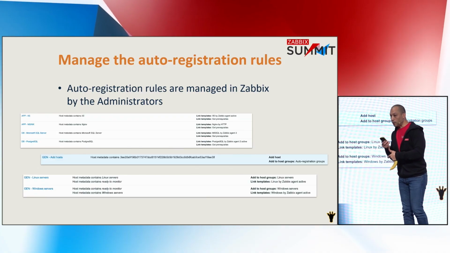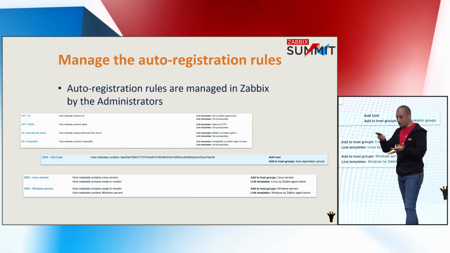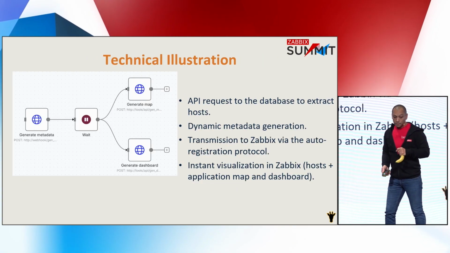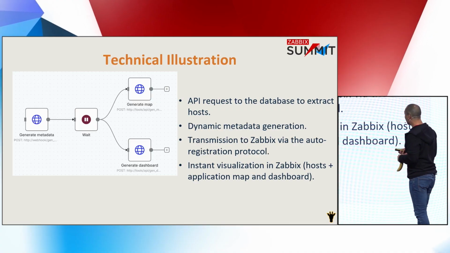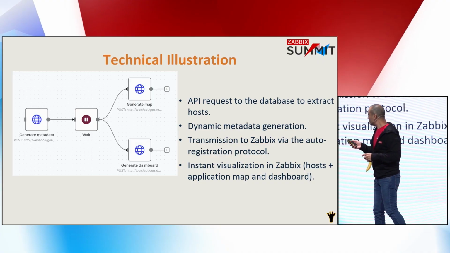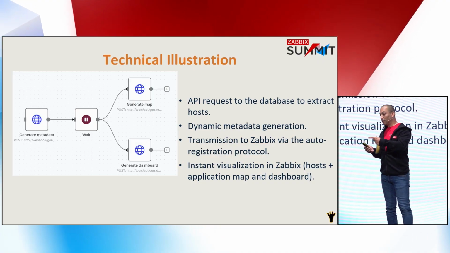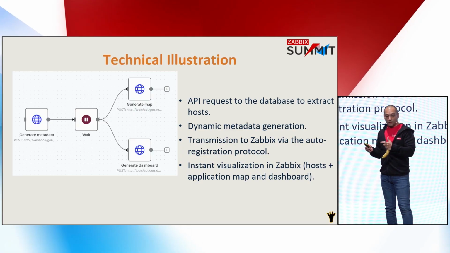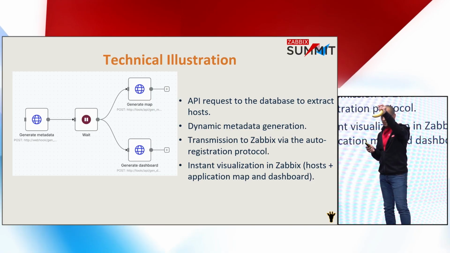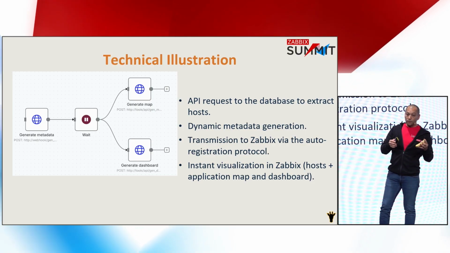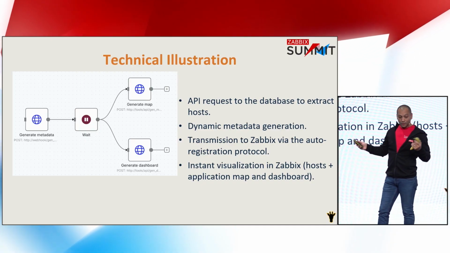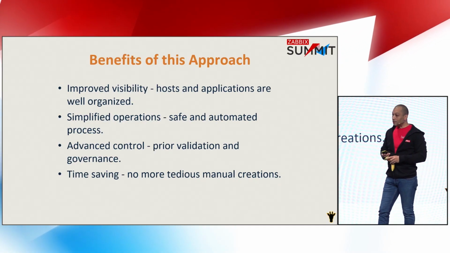For example, add a simple host, add a MySQL database, Apache, and so on. So you could be able to do everything in Zabbix directly. The technical illustration is there is an API request to the database to extract the new host, and after that, based on what we have on the host, we create the maps for application, dependency of service, for example, and the dashboard.